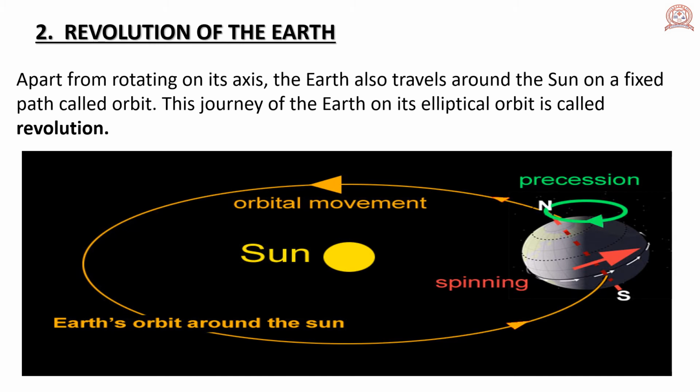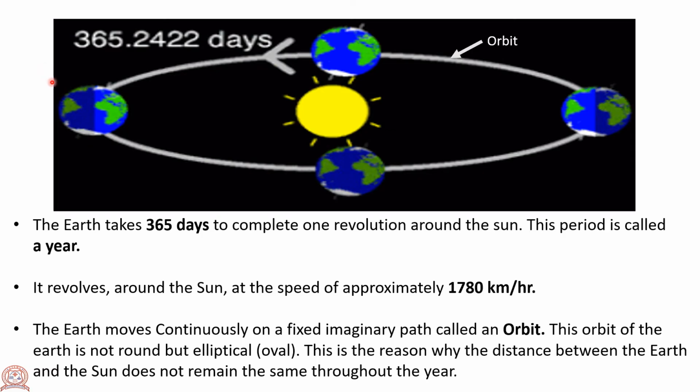Revolution of the earth. Apart from rotating on its axis, the earth also travels around the sun on a fixed path that is called orbit. This journey of the earth on its elliptical orbit is called a revolution. The earth takes 365 days to complete the revolution around the sun. This period is called a year.